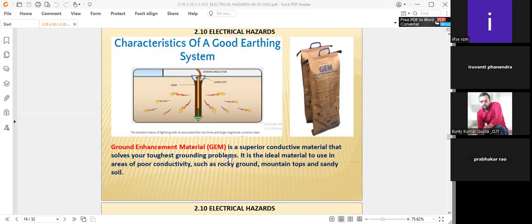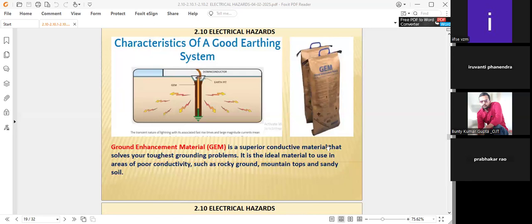Where loose soil or wet soil is there in the earthing conditions, definitely this powder system, like a cement powder or in liquid form, will be helpful so that the earth soil conditions are taken care of. It is the ideal material to use in areas of poor conductivity, such as rocky ground, mountain tops, and sandy soil. This GEM will be used where the soil condition is not good. That's why it's very important.